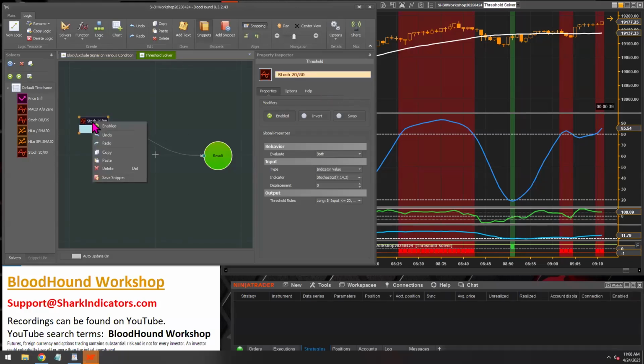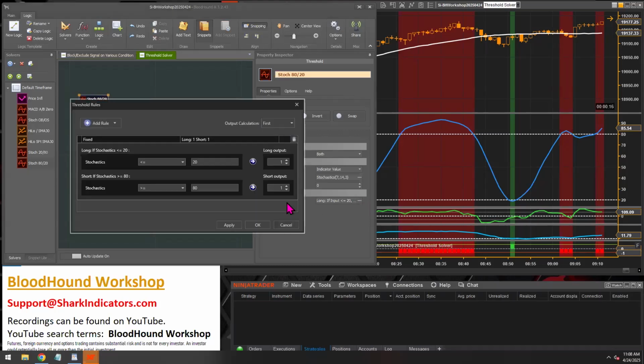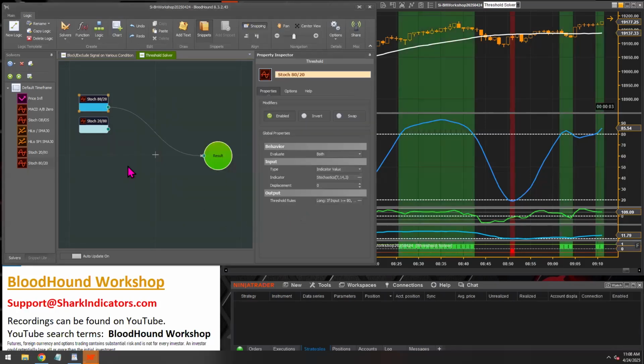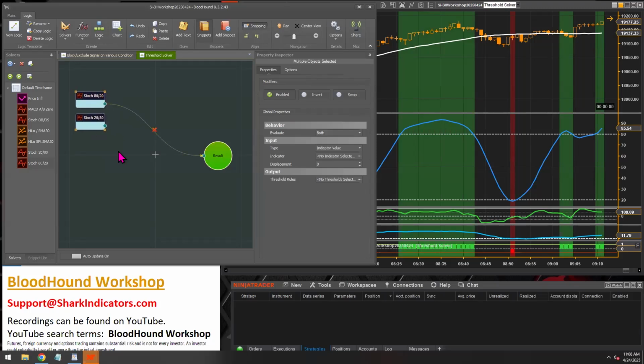So let's see here. Let's make a copy and I'll paste this here, and I'll actually leave both of these in place. And let's go in and adjust the rules window here. There we go. All right, so we have both versions of that for the stochastic.